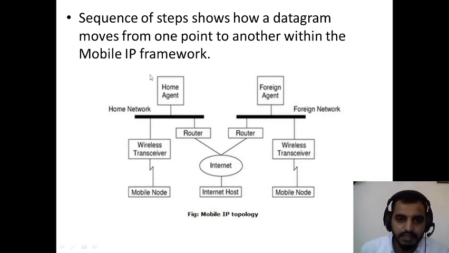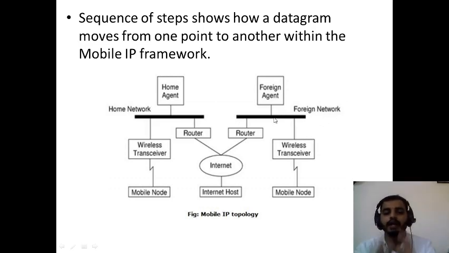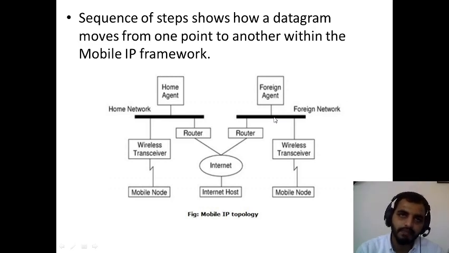For instance, consider this is your home network and this is your home agent, and this is another network. Before going directly into this diagram, let us understand with a simple example. We live in India and this is our home country, and any country apart from India is considered a foreign country for Indians.